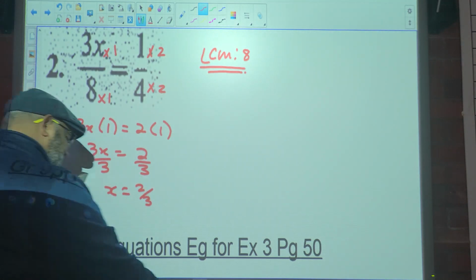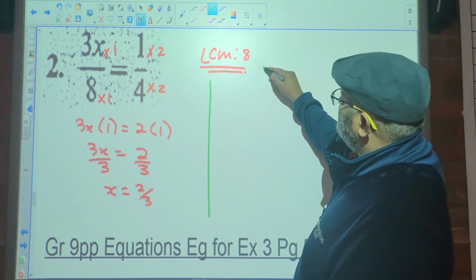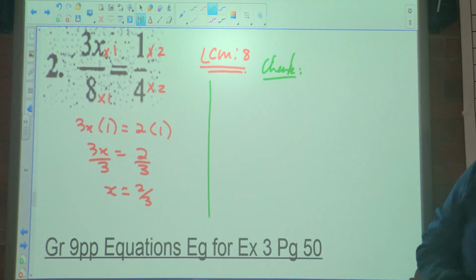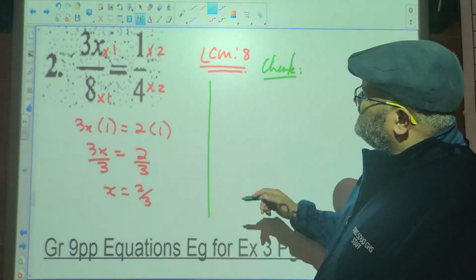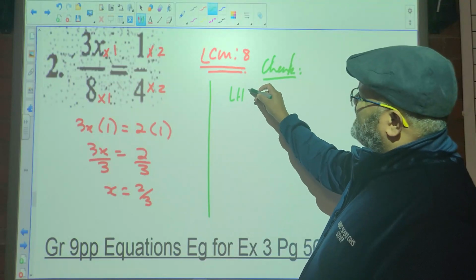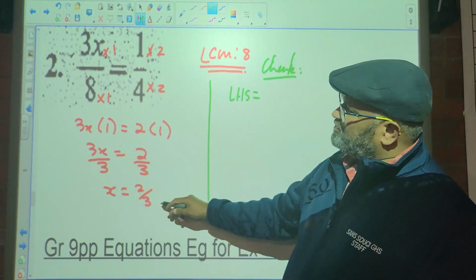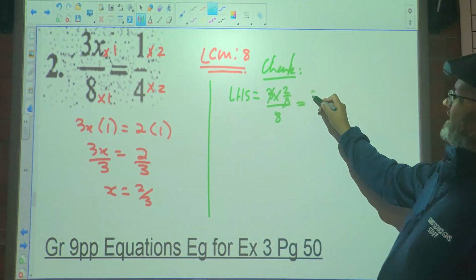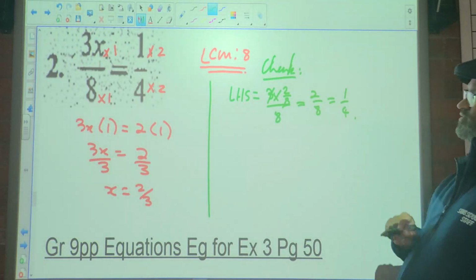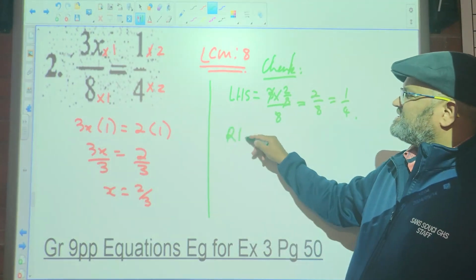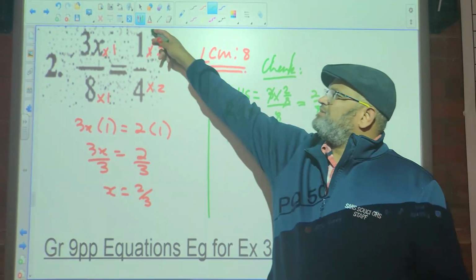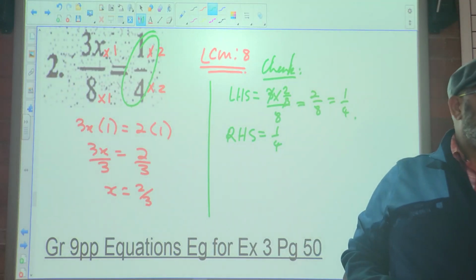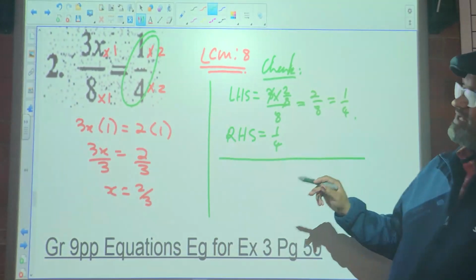People, this can be checked. Do I need to check for every answer? No. But as I said before, it's a useful tool. Okay, so the left hand side is equal to, wherever I see an x, I put 2/3. So it's 3 times 2/3 over 8. The 3's cancel, so it's 2 over 8, and 2 over 8 is a quarter. What do you know about the right hand side? The right hand side is a quarter, not so? So which means to say what? The answer is correct.